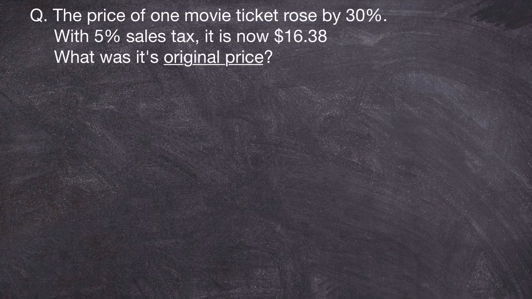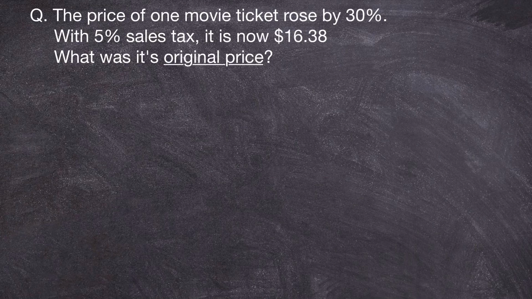Okay, so the price of one movie ticket rose by 30%. Nowadays, the price of everything is rising, right? What can we do? With 5% sales tax, it is now a whopping $16.38. So the question is asking us to calculate its original price before tax and before the price increase. How much were those tickets being sold for before the price increase, before tax?